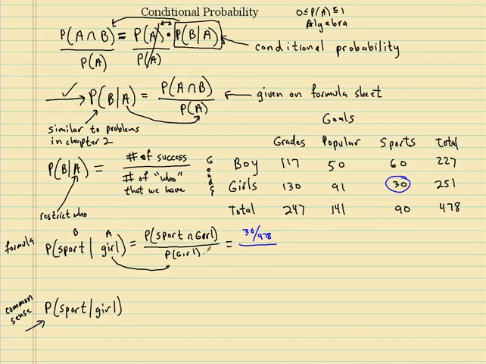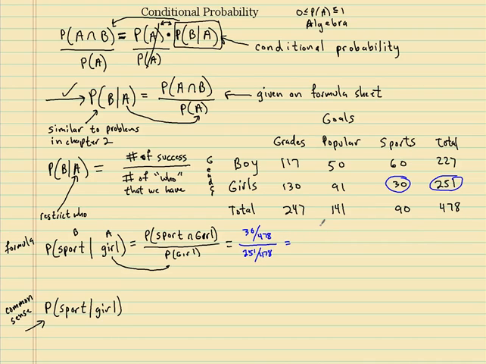And what's the probability you're a girl? So the girls are restricted. The probability you're a girl. Well, you don't restrict the girl. It's out of everybody. So how many girls do we have? We have 251 girls out of 478. So that's 251 divided by 478.